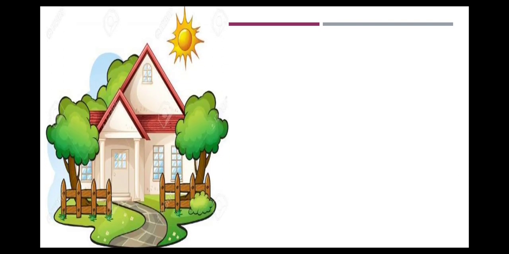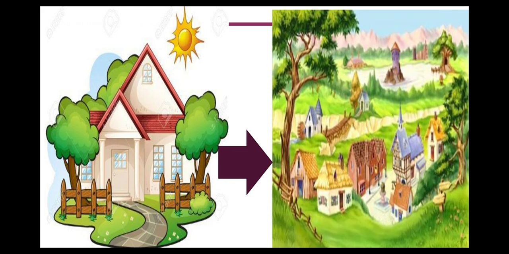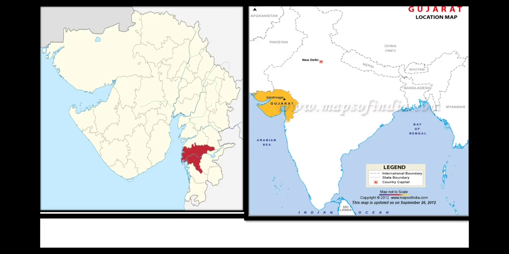This is family. One small house is family. This is village. It is joined by so many houses. Then this is our Surat district. Then this is our state Gujarat. Many districts joined and it can be called a state. And many states joined and became a country. District, state, country, nation.